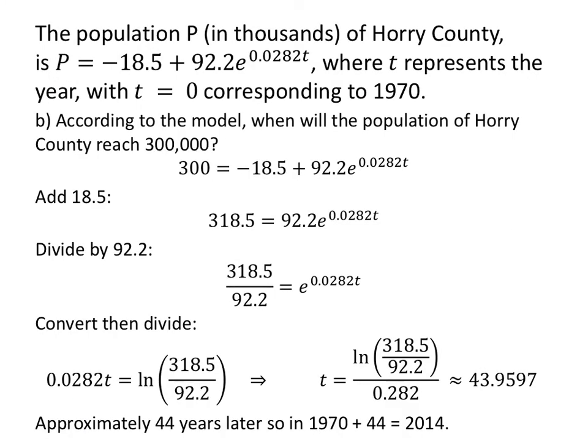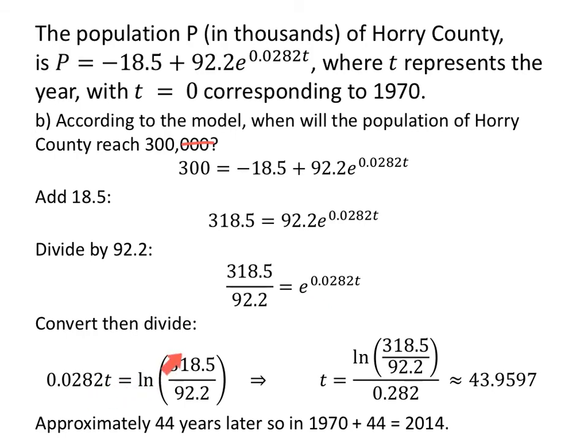Now part B. According to the model, when will the population reach 300,000? Remember, this population model is already given in thousands, so we'll just use the 300. 300 thousand equals this, in thousands. I'm going to add 18.5 to both sides. To isolate the exponential, I'm going to divide both sides by 92.2. Once I have the exponential isolated, I'm going to convert.